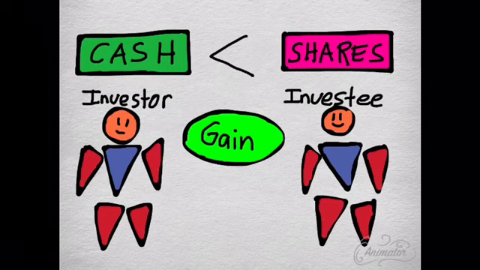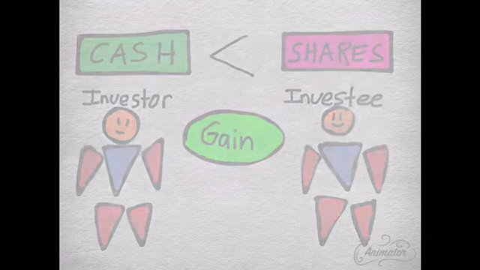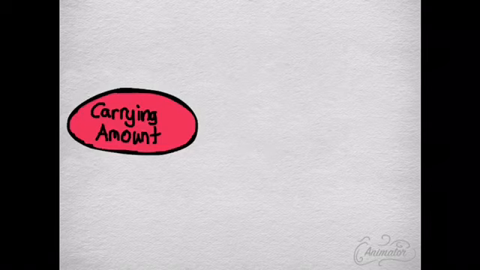Sometimes it's the complete opposite. The amount of shares is higher than the amount of cash paid by the investor. By that, we would recognize gain or retained earnings.